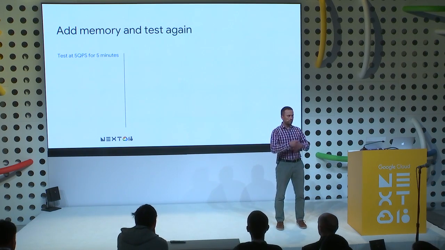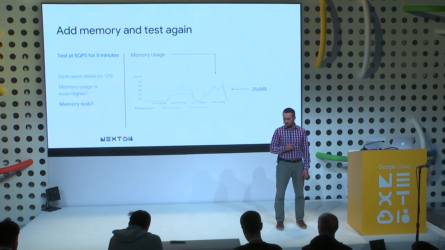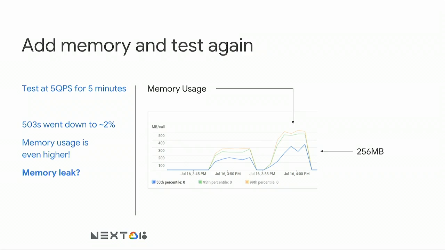We redeploy the instance with a larger amount of memory, and we test it again. And what happens? Luckily, the errors went down to 2%, but they are not completely gone. Something's still wrong. And we see that the memory usage actually went up. In the second test, it went up even to 500 megabytes, which is all that was allocated. So it looks like we have a memory leak.